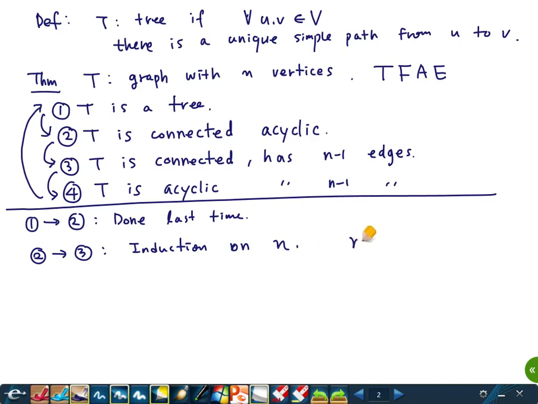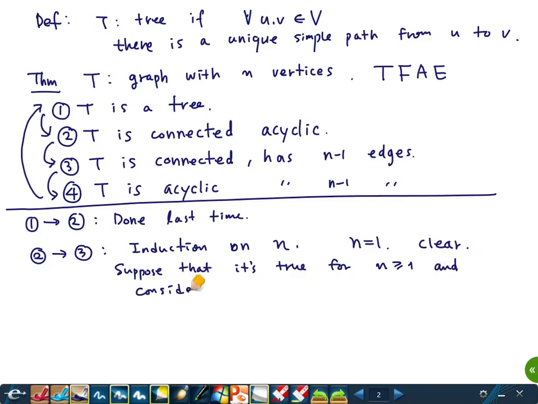All right, n equals 1, what happens? We have just one dot, that's all. So n minus 1 edges, because there is no edge. It's clear. We need to show that it has n minus 1 edges. Suppose that it is true for some number n, and we consider n plus 1.